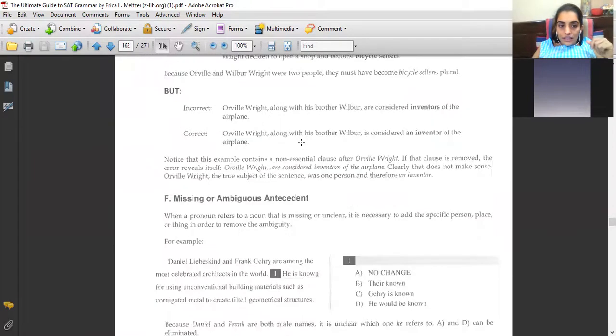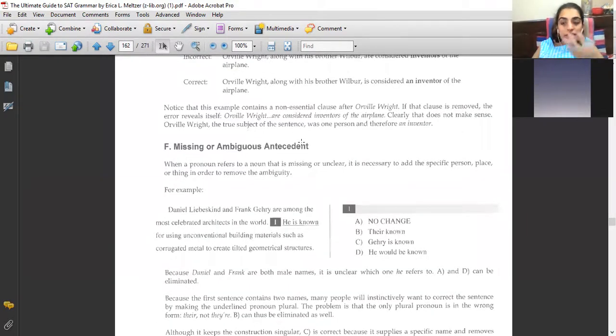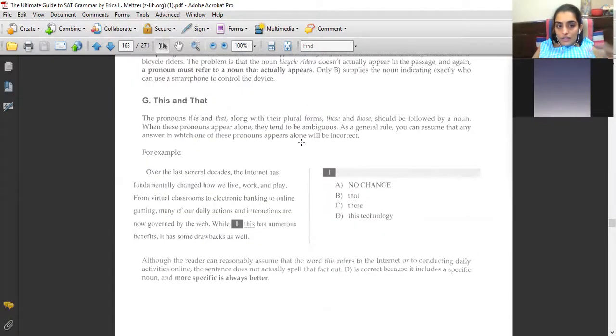And then there cannot be any ambiguity. Like if I say Shreyas and Dheer are going out to watch a movie, he likes horror movies. Who's he? You don't know. It could be Shreyas, it could be Dheer. So you can't have ambiguity. Either you have to name it or just say former or latter, right?